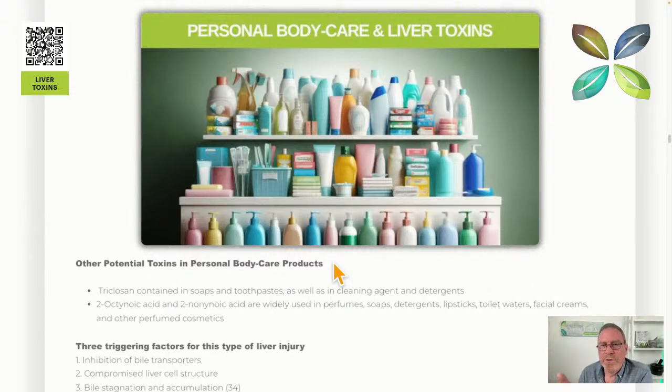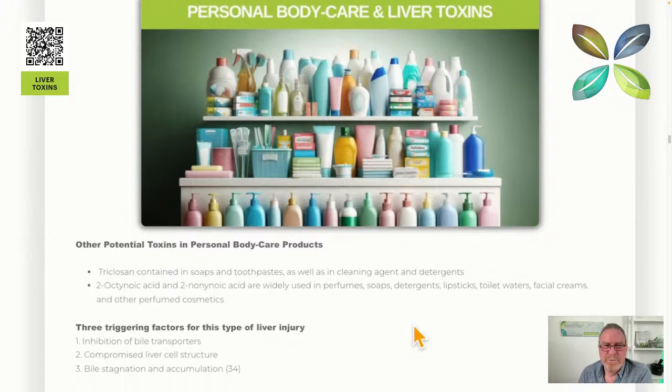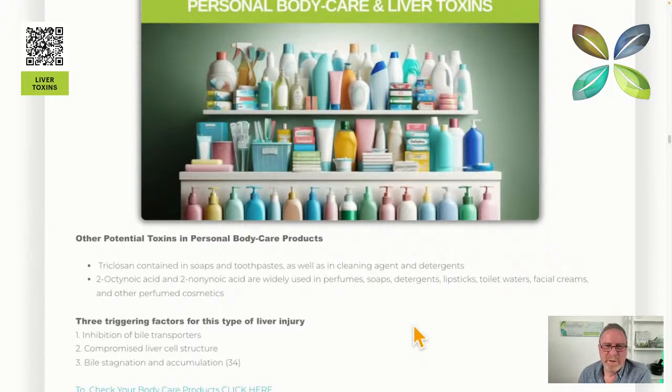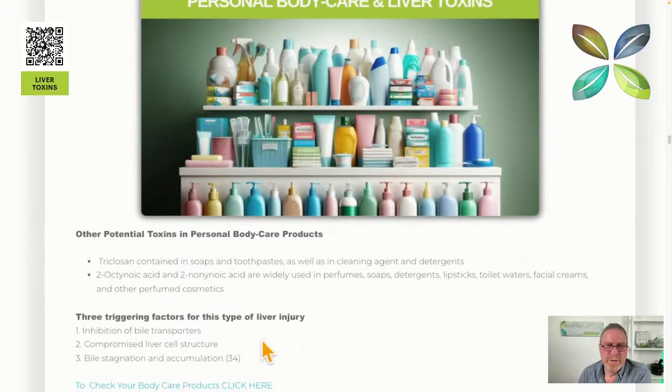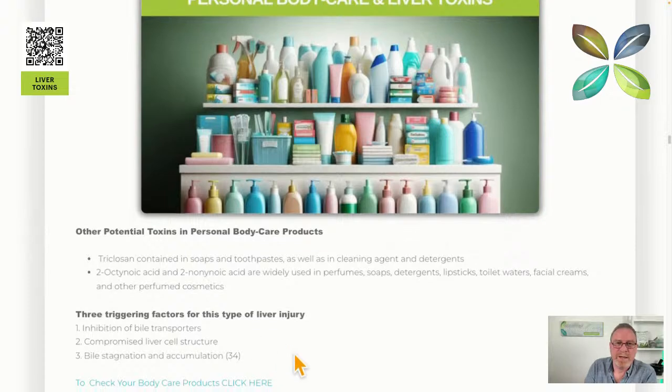And if you look on these labels, on these products, you'll see the lists of chemicals. This is a common one, triclosan, and these others here that you find in detergents as well. So the main factors that they cause disease or liver injury is the inhibition of bile transporter. So that's the bile that comes out of your liver, and that's very, very important for digestion. That needs to be flowing. Otherwise, you get jaundice, if the bile is not moving properly, which is a sign of liver failure, compromised liver cell structure, and again, bile accumulation.